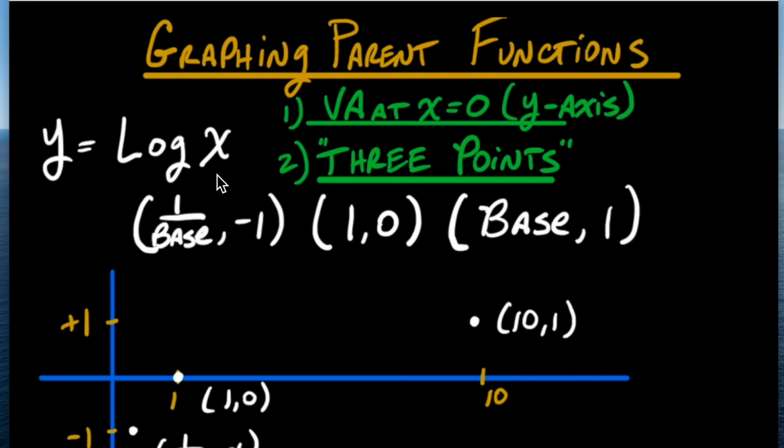It turns out these parent functions can be easily graphed by recognizing two things. One, that they all have a vertical asymptote at x equals 0, otherwise known as the y-axis. And secondly, they all have 3 common points, and here they are. (1/base, -1), (1, 0), and (base, 1). So if we consider y equals log of x, we know that there's an implicit 10 here.